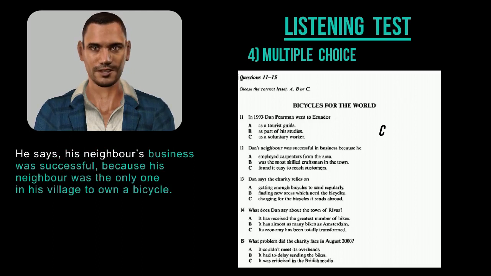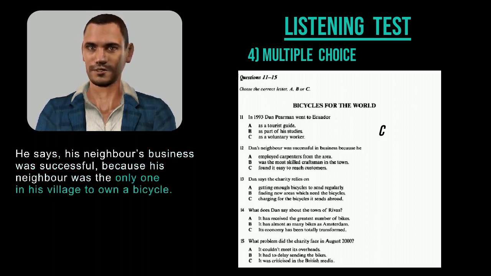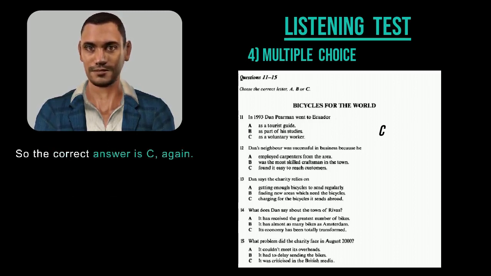He says his neighbor's business was successful because his neighbor was the only one in his village to own a bicycle. So the correct answer is C.